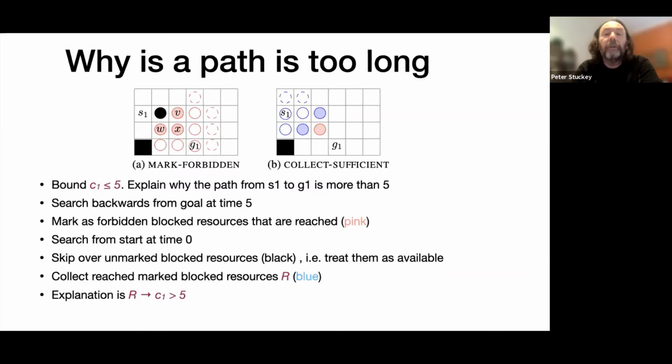Once you block those 2 resources at the right times, at time 2, both of them actually in this case, then I can't get to G1 in 5 steps. I have to wait at least once somewhere. And so I get this explanation saying that because of these 2 blue resources, the path length for agent 1 has to be greater than 5. Okay, so that's how I explain an individual path.